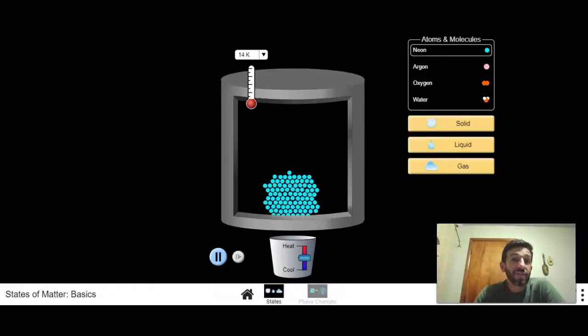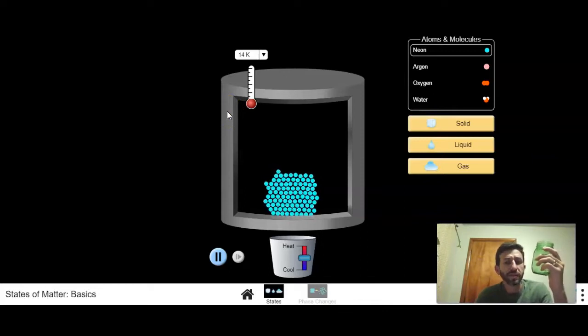So now what we have here is an online simulation that's going to show us pretty much solids and liquids and gases, but at the atomic level. Okay, so typically when I look at a glass or a solid, if I look at this glass, it doesn't look like it's moving, okay?